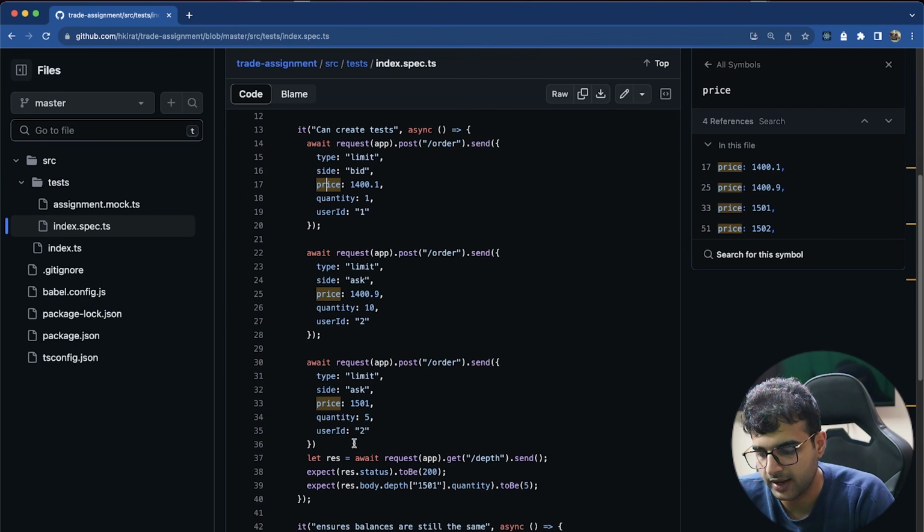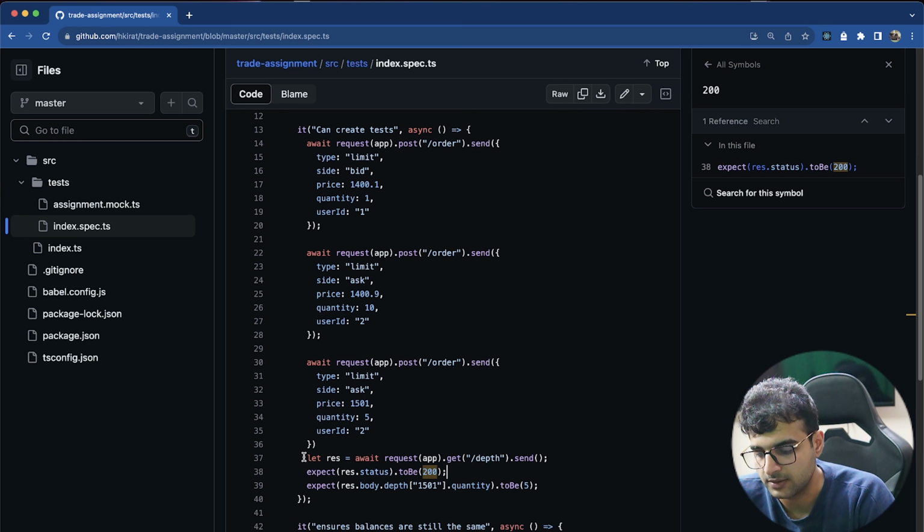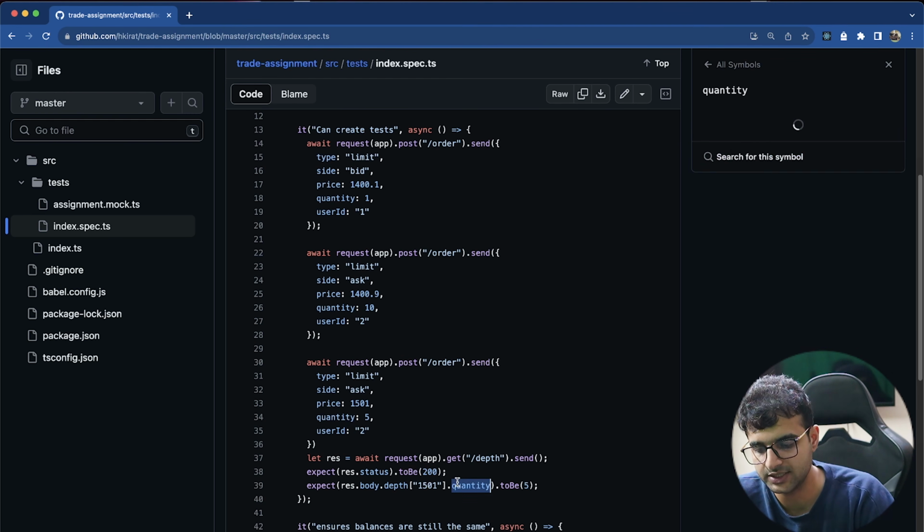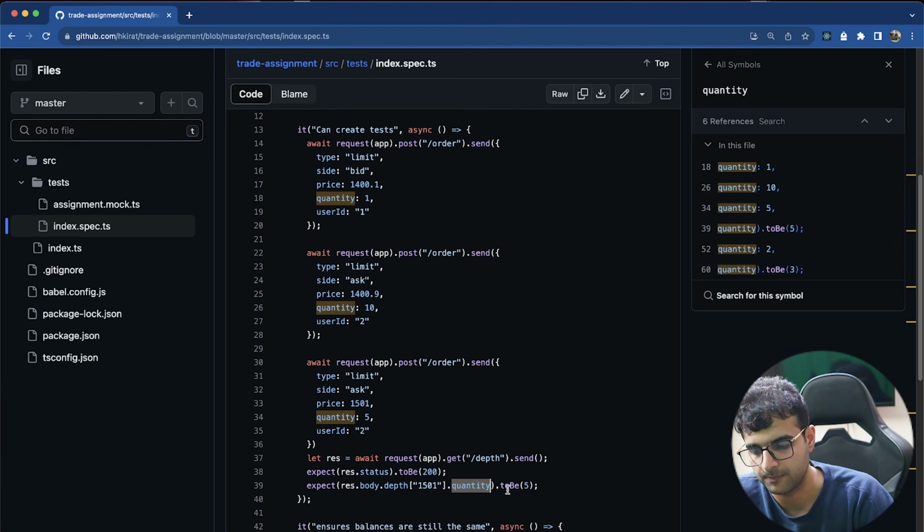This is what the order book should look like by the end of it. The only test we run here is we check that the status is 200. The last thing we do after we send these 3 requests is send a request to get back the depth, and we make sure the status we get back is 200 and res.body.depth of 1501.quantity is 5. We can do other checks here. You can check the depth of 1400.9, the depth of 1401, and the type. You can do a bunch of things. The only thing we checked is that 1501's quantity should be 5, because that's the quantity we put, and we know there is no order that would match it. So this should exist on the order book as such.